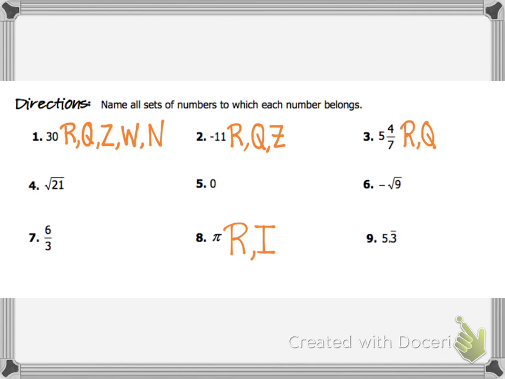I want you to go ahead and fill in 4, 5, 6, 7, and 9. Keep in mind that on 7 you can simplify. 6 divided by 3 is 3. So we're really talking about the number 3 right there. Also, keep in mind on number 9, it repeats. For it to be irrational, it cannot repeat and it cannot ever end. Now, although this doesn't ever end, it does repeat. So it is not going to be irrational, it's going to be rational.